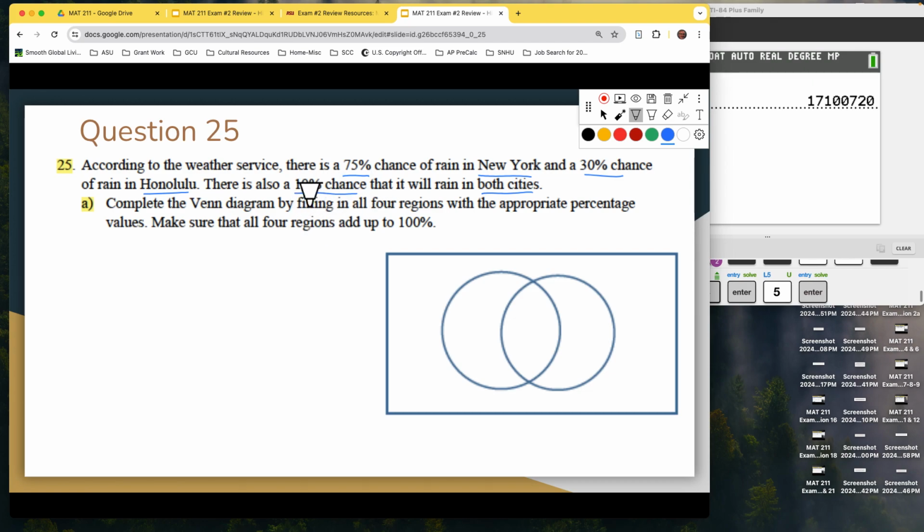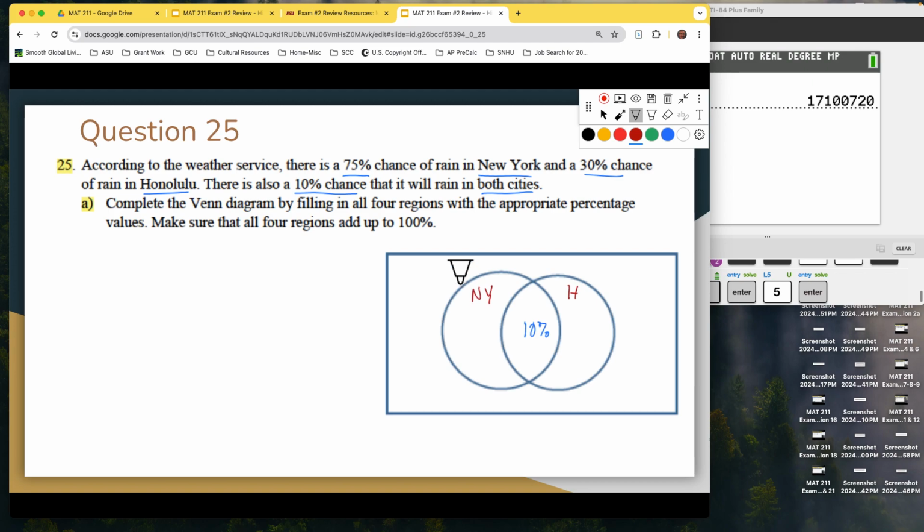And usually where you want to start is in the place of overlap, both cities. That's 10%. I'll put that right here in the middle. Then as I need to label my circles, we'll make this New York, and this could be Honolulu, or the other way around. It's up to you what choice, but you need to label it so that I know what you're looking at. If you've just got numbers there, it's not 100% accurate, right?